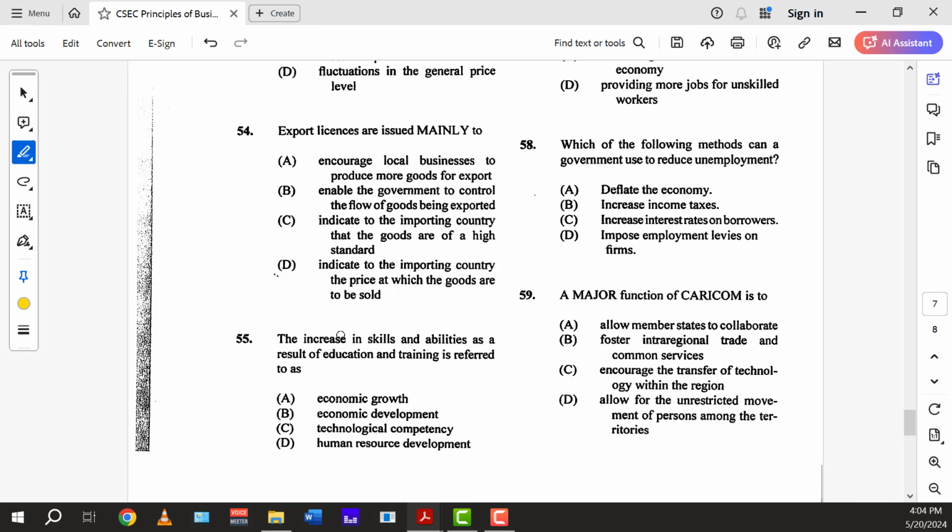54. Export licenses are issued mainly to A. Encourage local businesses to produce more goods for export. B. Enable the government to control the flow of goods being exported. C. Indicate to the importing countries that the goods are of high standard. Or D. Indicate to the importing country the prices at which the goods are to be sold. Best answer B. It is a form of controlling what is being exported. Same thing for importing too.